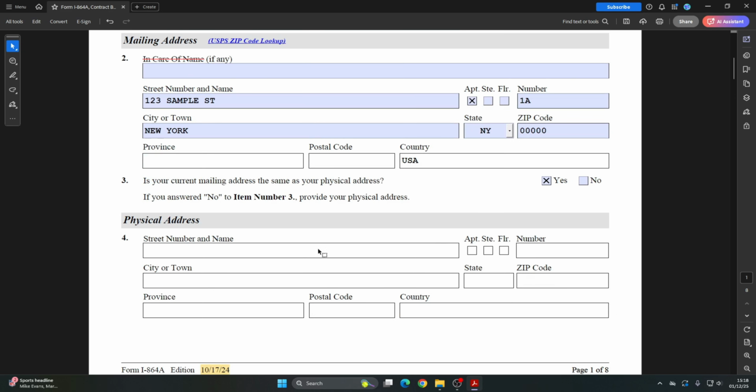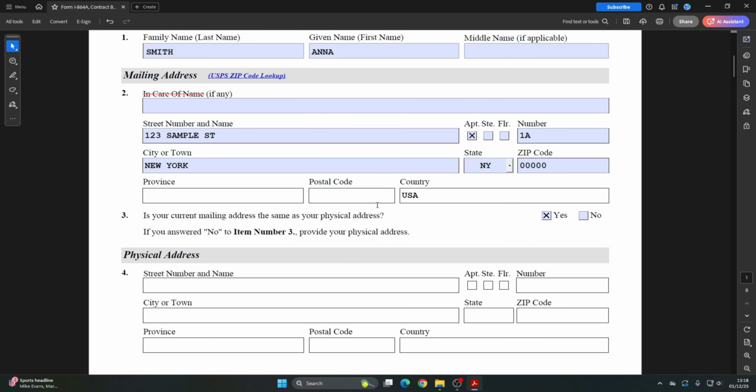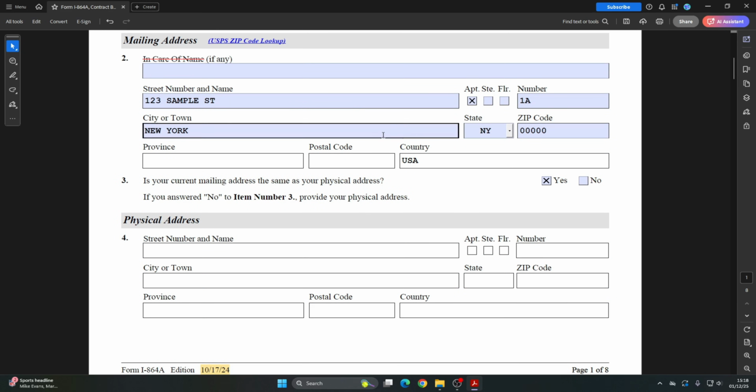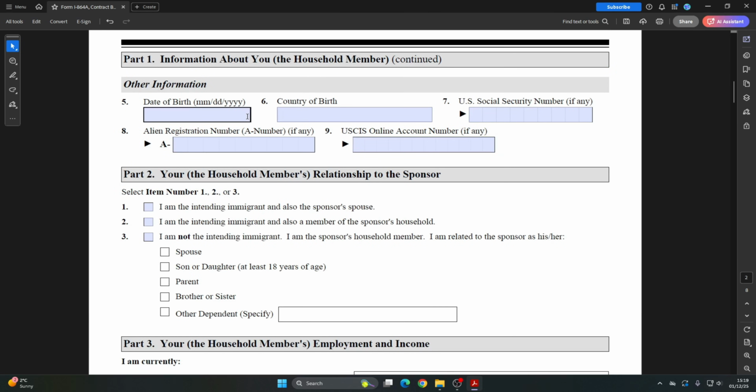If it is yes, you can go ahead and skip the physical address part. But if you reside at a different address where you receive mail, if you click no, the form will then let you fill out the physical address portion. In our case, let's say we receive mail and live at the same address. Provide the household member's date of birth, country of birth, and social security number.